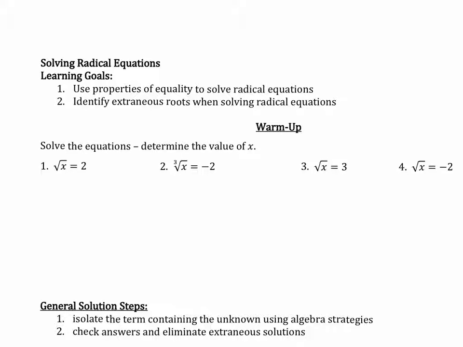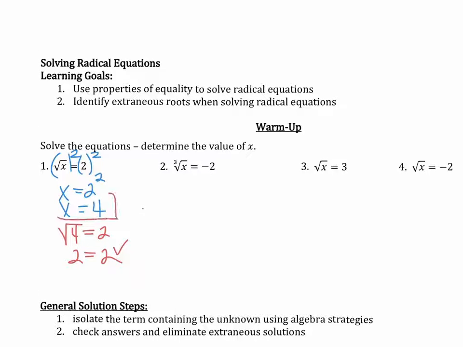But if you were solving this equation using your algebra properties of equality, you would undo the square root by raising each side to the power of 2. When you square a square root, it undoes everything, and you get x equals 2 squared. So x equals 4. Then if you were going to formally check your answer, you would say the square root of 4 equals 2, and we know the square root of 4 is 2, and so the answer checks out, and that is a solution to the original problem.